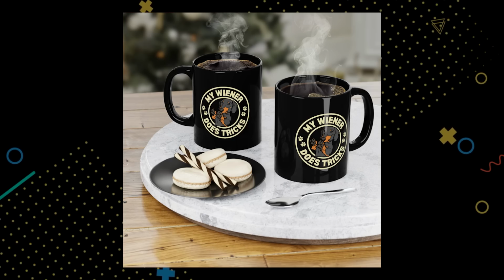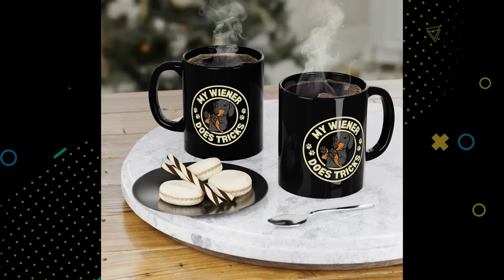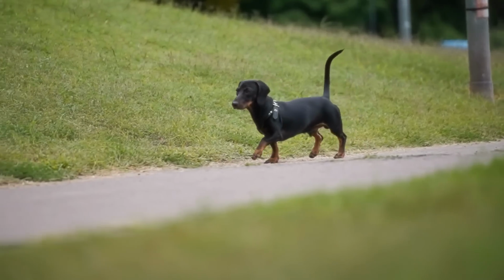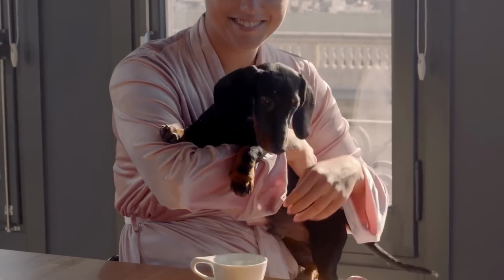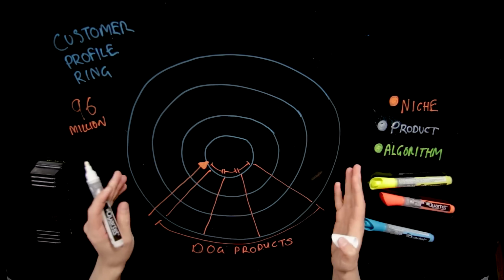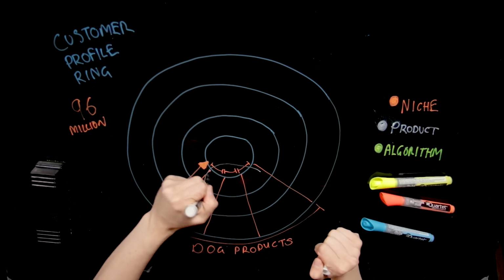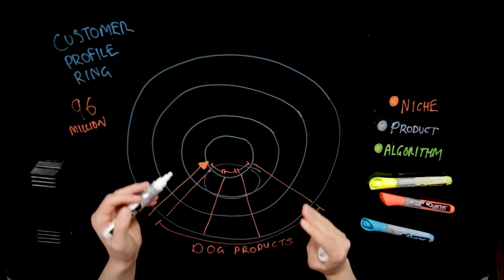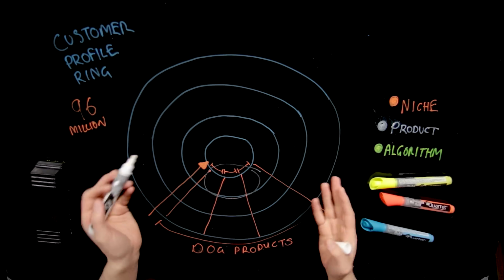So take this dog mug here. It's about a specific dog breed, sausage dogs. And by the way, I quickly designed and created it all within Canva. Well, unless you have a sausage dog, you're probably not going to want to buy this mug. So on the customer profile ring, it would sit further in the ring of dog products because it appeals to a specific niche within this group of people.